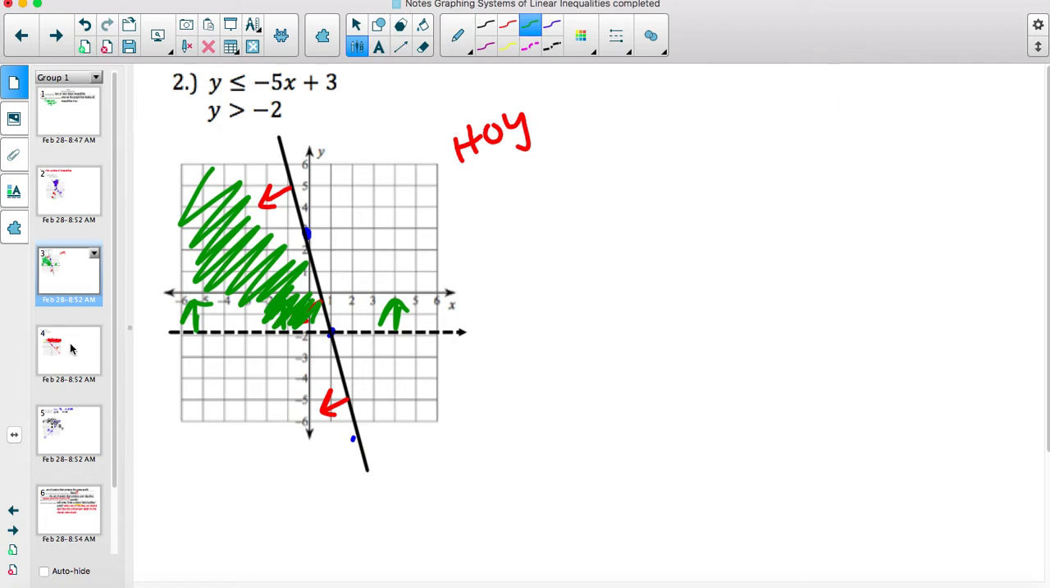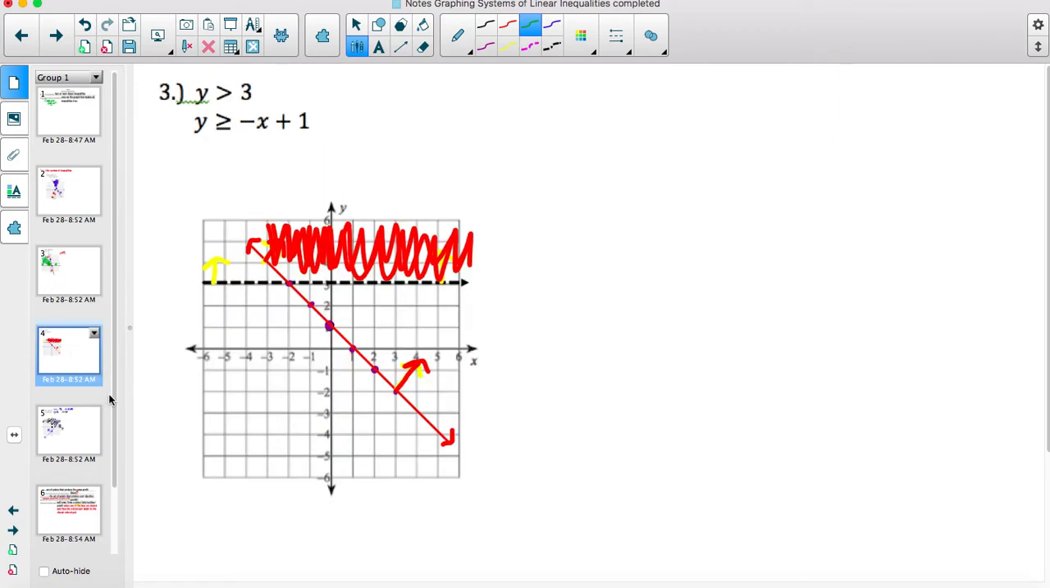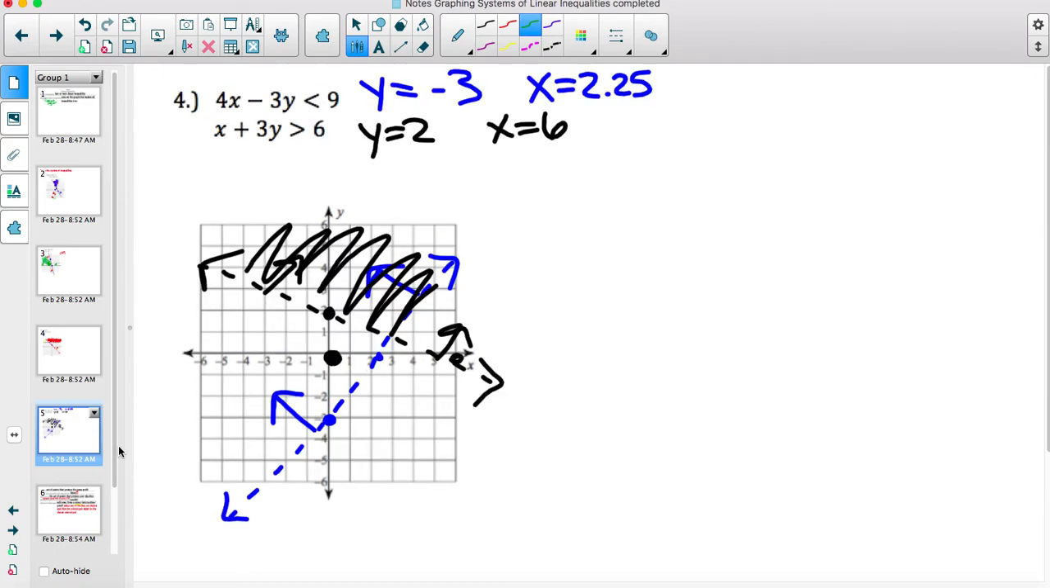This is your solution for number 3. Notice we had solid and dashed lines, and this is where it was overlapping. If you have not attempted 4, go ahead and hit pause again and do so. When you are ready, hit play. These are the solutions for number 4. So 2 dashed lines this time, and this is the area of the shading.